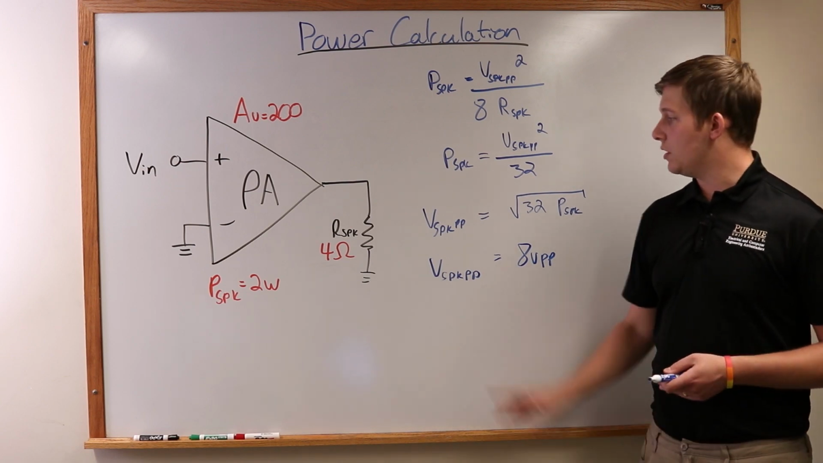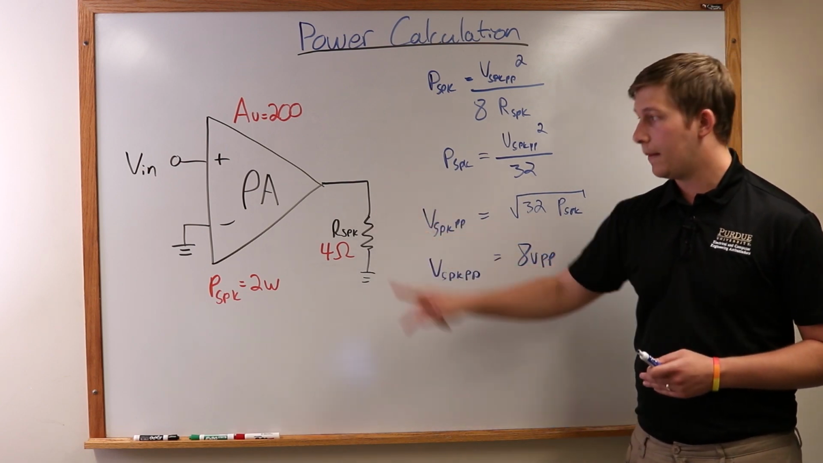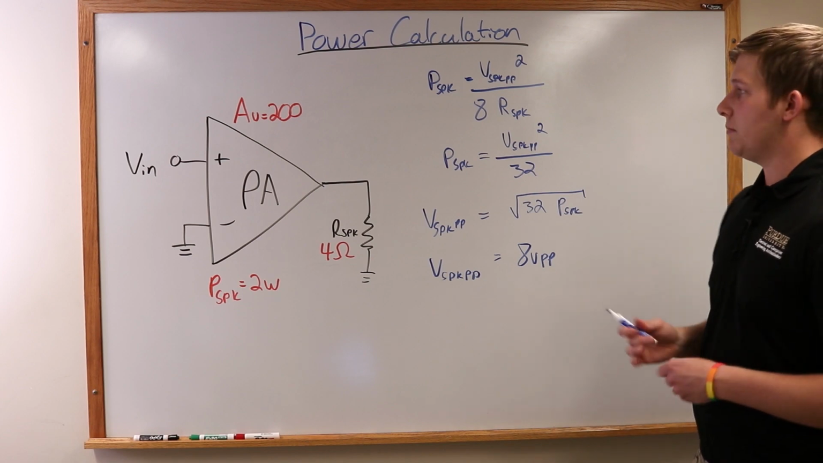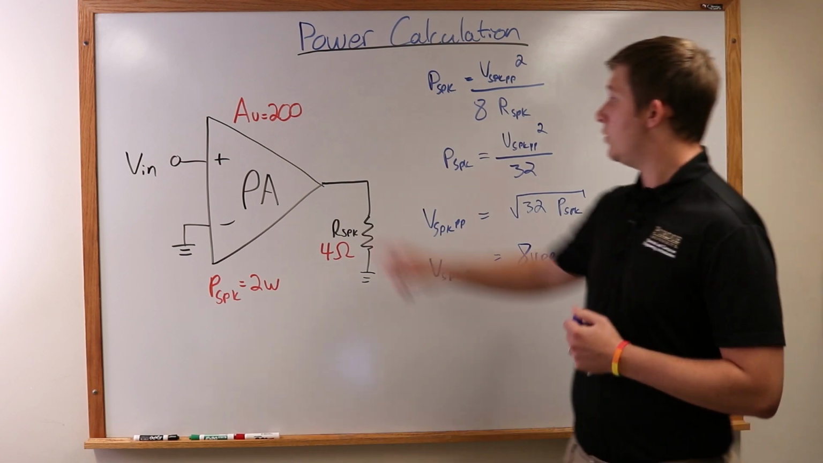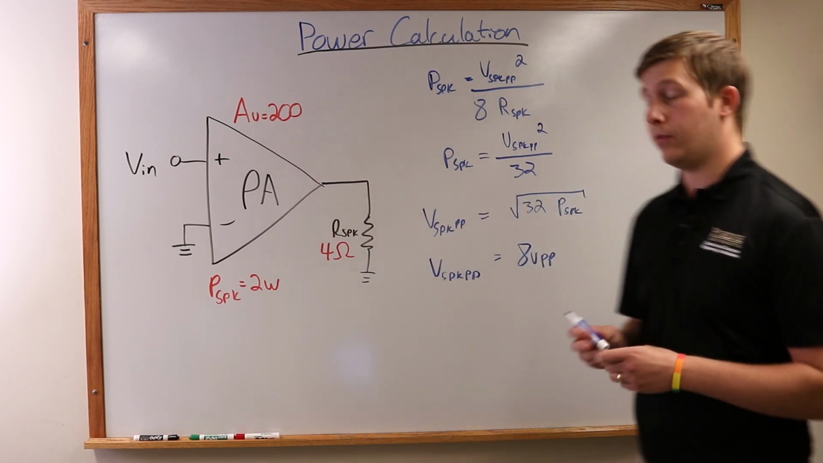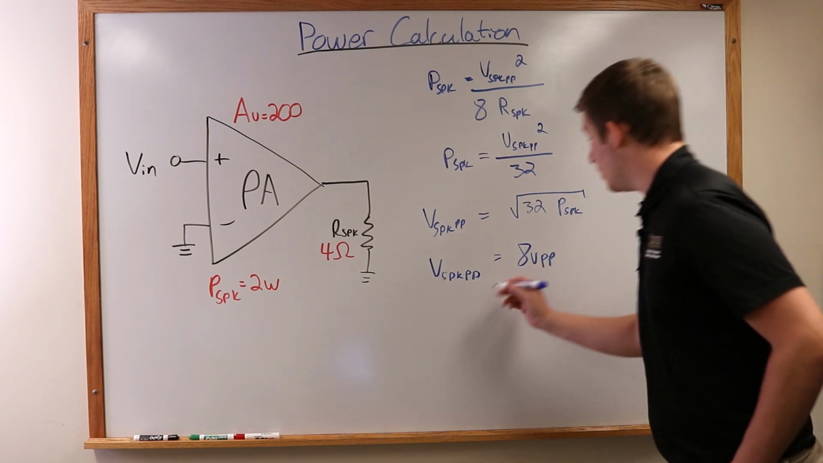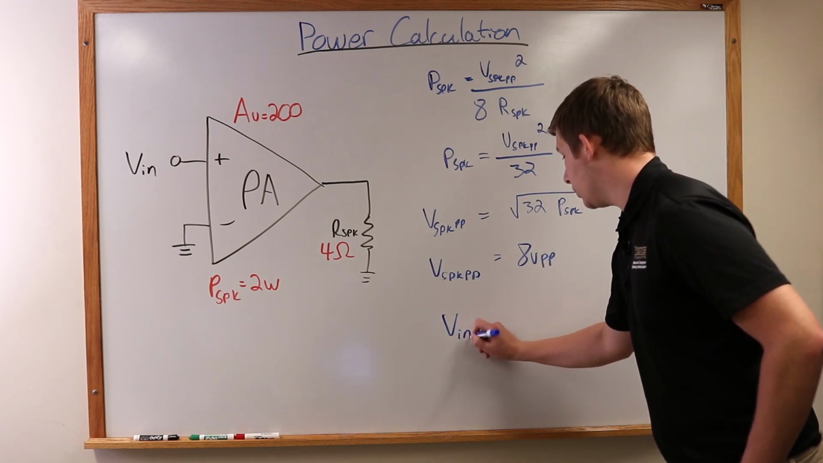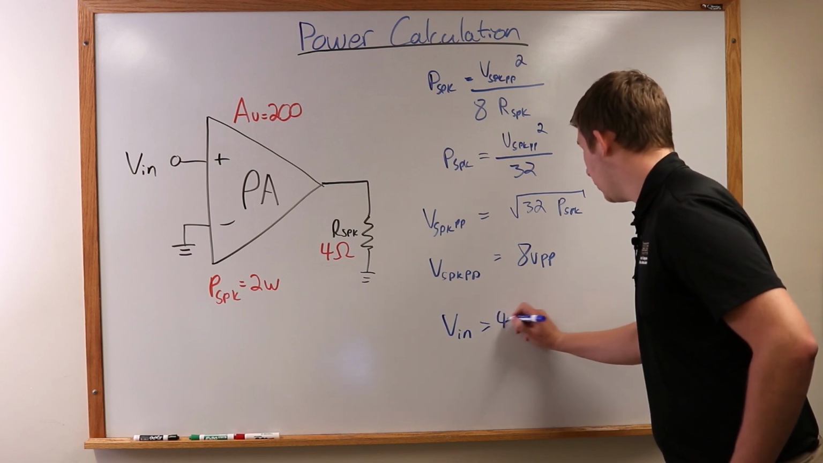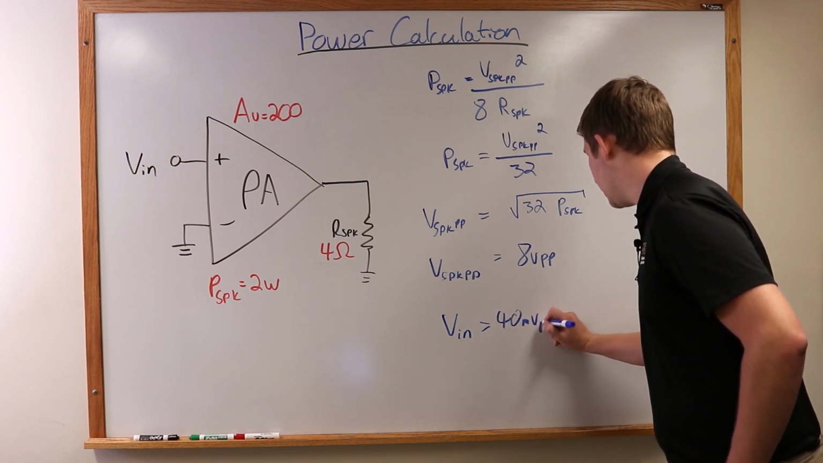Now, we know the peak-to-peak voltage across the resistor, but what's the input voltage that we need? To do this, all we have to do is divide through by the voltage gain of our amplifier. When we do this, we see that the input voltage necessary will be equal to 40 millivolts peak to peak.